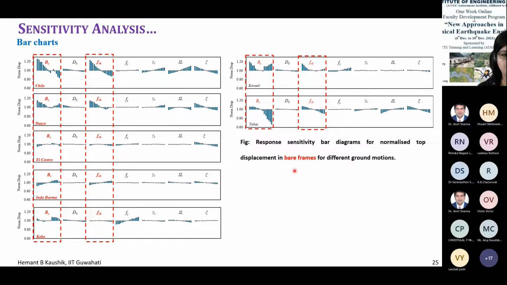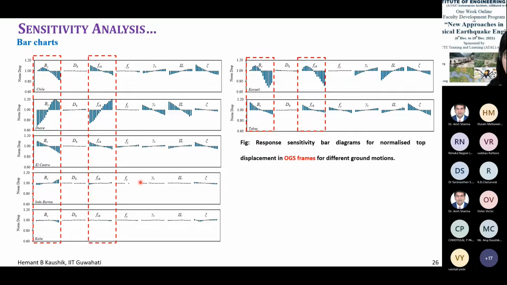So these results are for the bare frames, and obviously you can observe yourself where there are more variations in the normalized displacement. The more variations are in BC, the width of column, and FCK. That's all. Otherwise, very few variations are observed in all other input parameters. And I'm sorry, these are the output parameters. Change in the output parameters because of changes in the input uncertainty.